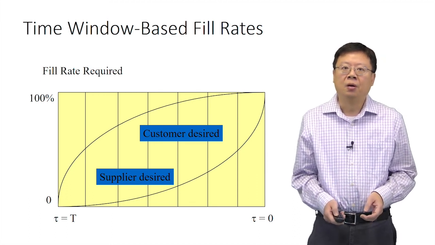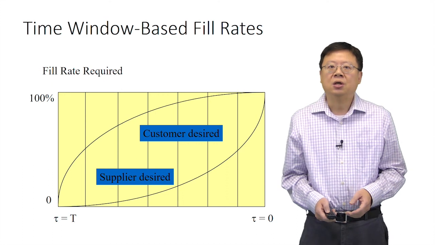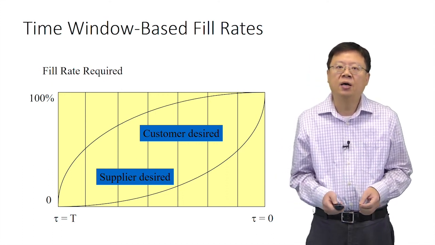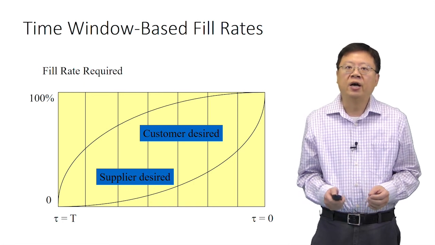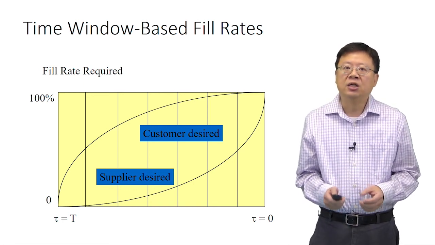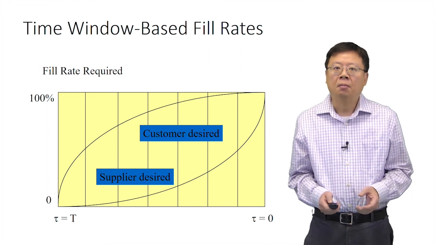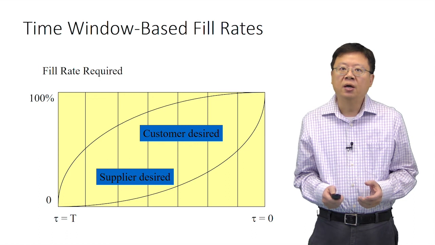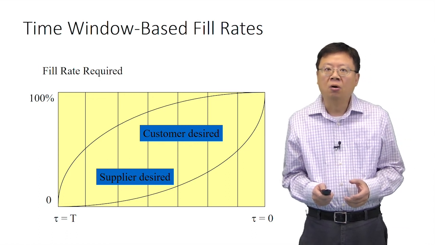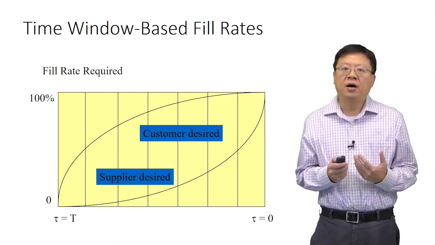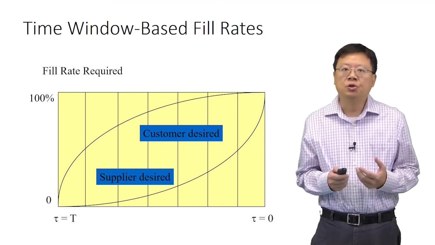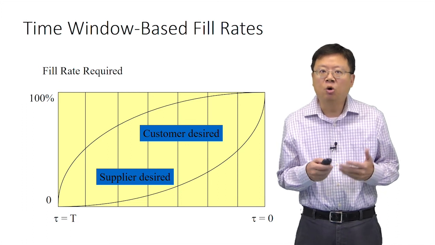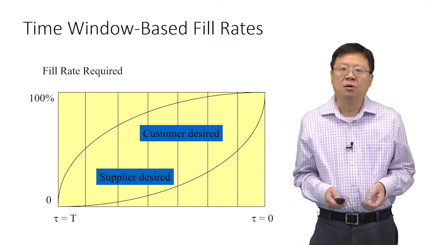No supplier will want to do this kind of an order, so the fill rate will be 0. For customers, they will hope that the supplier will be able to provide a very high service level, and they will expect a higher fill rate when tau is getting smaller. But when tau is getting smaller, the increase in fill rate is getting smaller as well. Judging from the supplier's point of view, of course, the curve will be increasing as well, but not at the same trend as the customer desire.